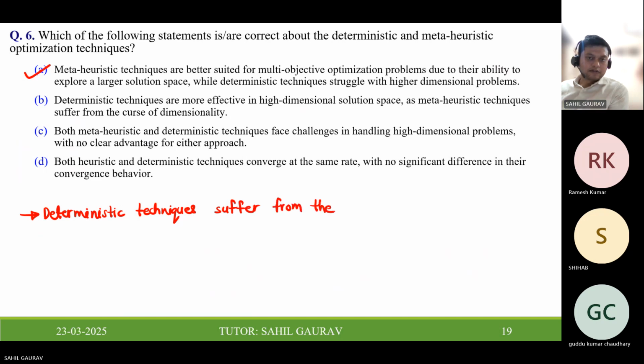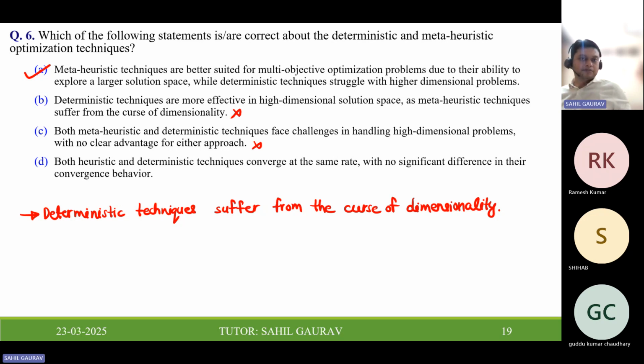Suffer from the curse of dimensionality. Deterministic techniques are more effective in high dimensional solution space as meta-heuristic techniques suffer from the curse of dimensionality. This is incorrect. Meta-heuristic techniques don't suffer from the curse of dimensionality and are more effective in high dimensional solution space. Both meta-heuristic and deterministic techniques face challenges in handling high dimensional problems. It is also incorrect. Meta-heuristics don't face challenges in handling high dimensional problems. Both heuristic and deterministic techniques converge at the same rate with no significant difference in their convergence behavior. It is incorrect. Meta-heuristic has a higher convergence rate in comparison to deterministic algorithms. So this is also incorrect. So option A is the only correct one.